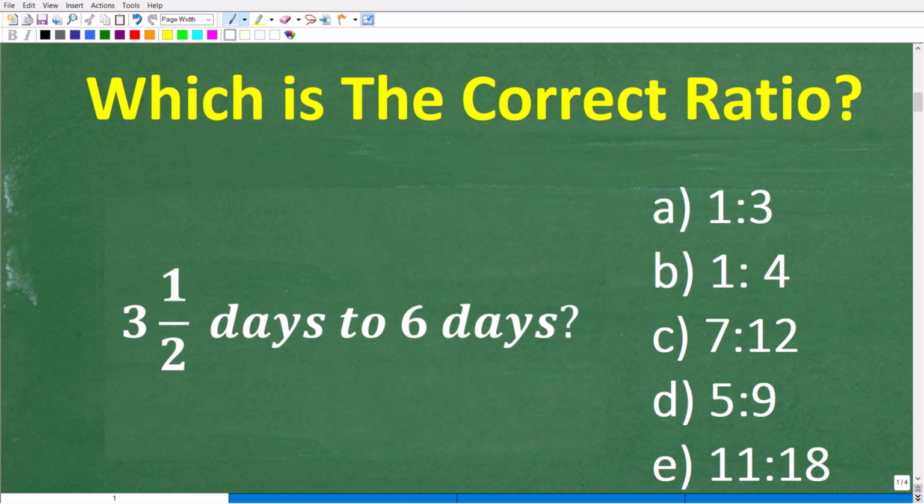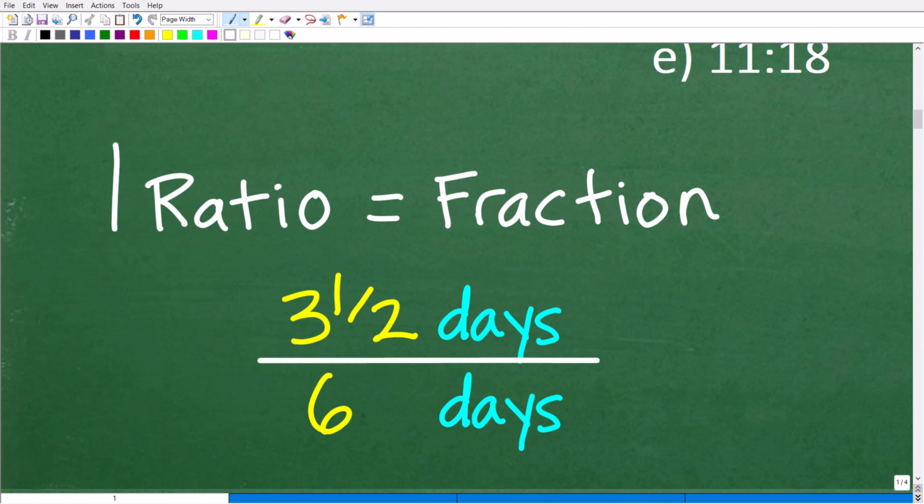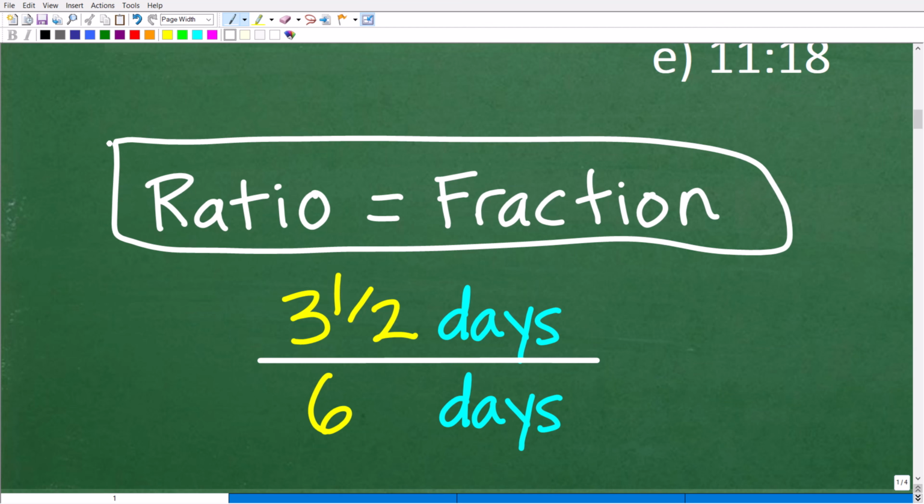All right, now I'm going to show you two approaches to solve this problem. Again, we are thinking about this in terms of a test question. But first of all, we are talking about ratios, right? So which is the correct ratio? Well, what is a ratio? Let's review that real quick, and then we'll answer the question. A ratio is basically a fraction, but it is a fraction with a twist. That twist is the numerator and denominator are going to have the same units of measure.